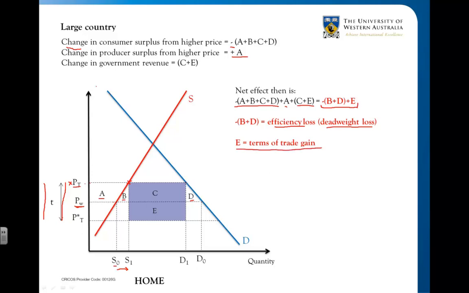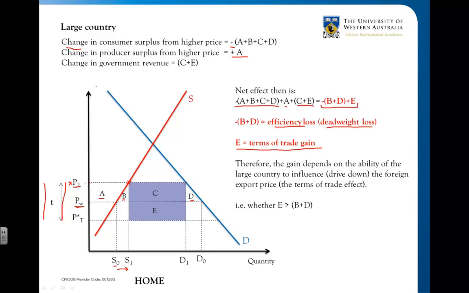The area E is what we call the terms of trade gain, because the relative prices have changed. The price here you can see is PT has changed. So the gain depends on the ability of the large country to influence the world price. So in other words, see how far they can drive this down. The more they can drive that price down, the more they'll gain. So in other words, whether this area E is greater than the loss of efficiency.